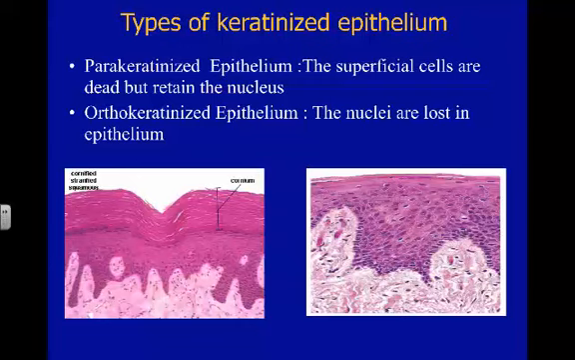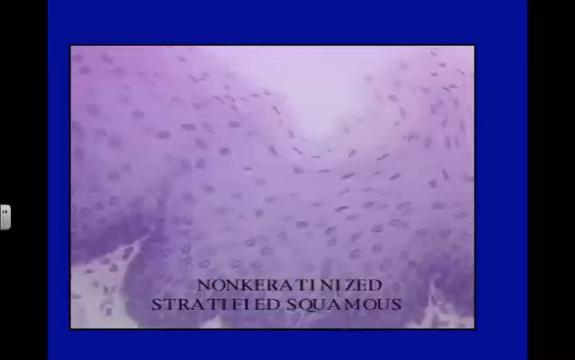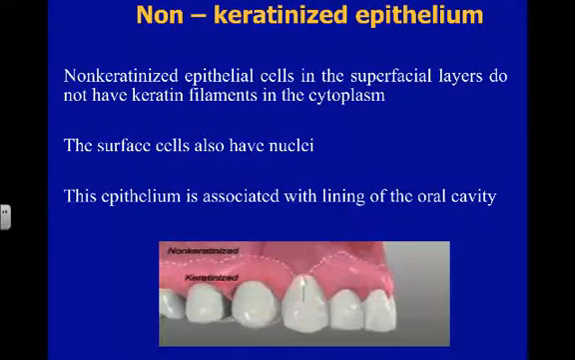So parakeratinized again, cells are dead, but they have the nucleus. Orthokeratinized is really the stratified squamous that you guys are somewhat familiar with. That's non-keratinized. I just like how that looks. All right, so in non-keratinized epithelium, they're all alive, no keratin, they have nuclei, and that's really everything with the lining of the oral cavity.